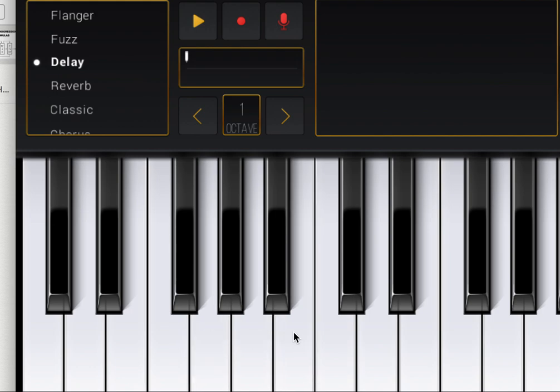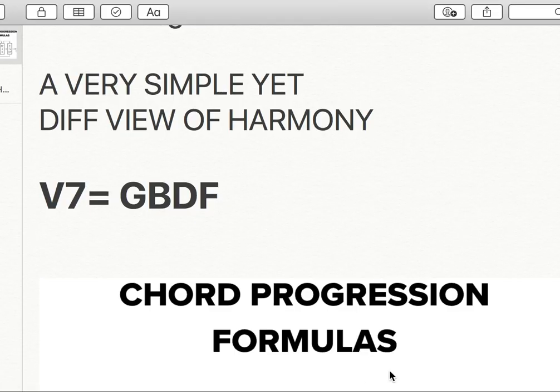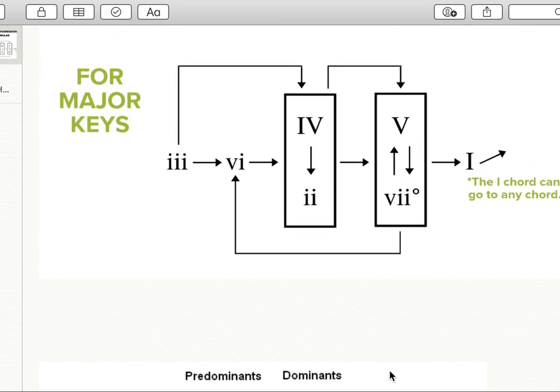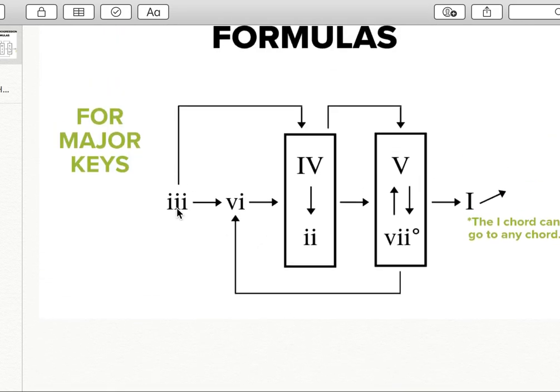Even though these two notes are identical to the previous chord, you brought in novelty into the equation. So when you look at these charts on the internet, it's very simple. Add 3. 3 plus 3 is 6. 6 plus 3 is 9, or 2. 2 plus 3 is 5. 5 plus 3 is 8.